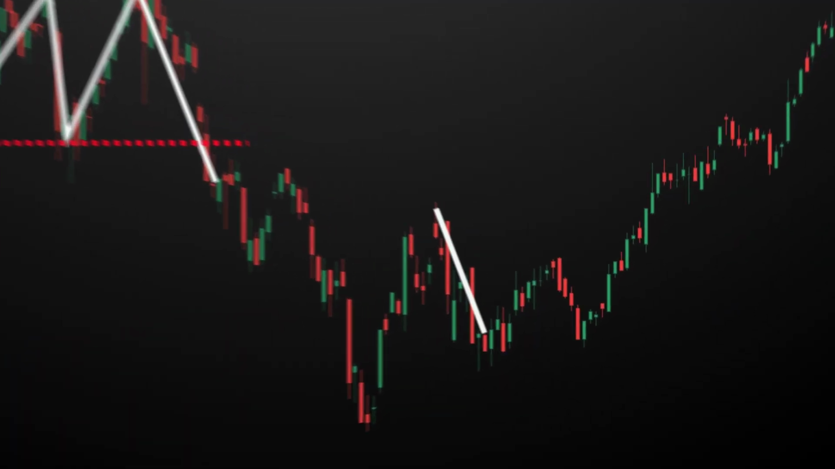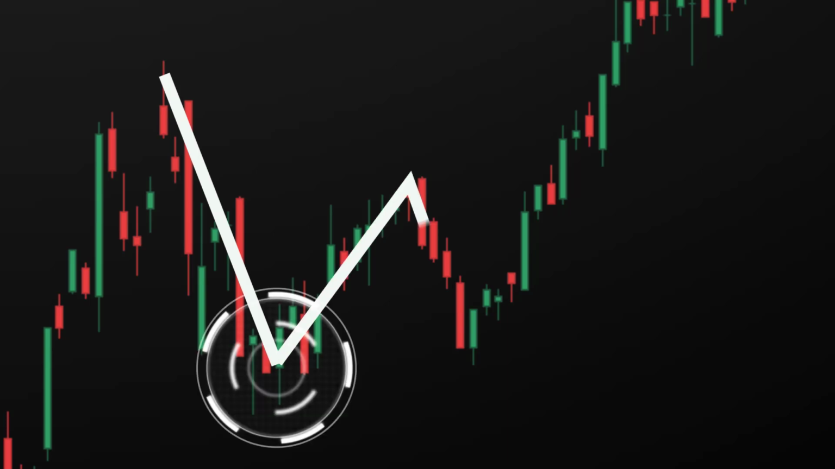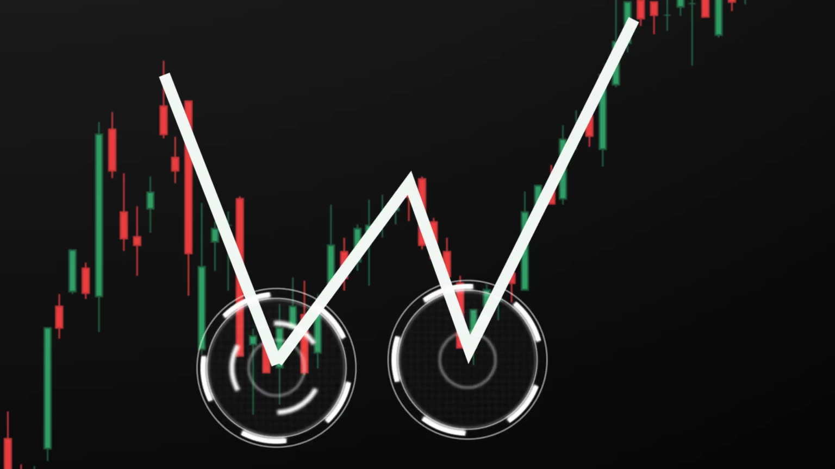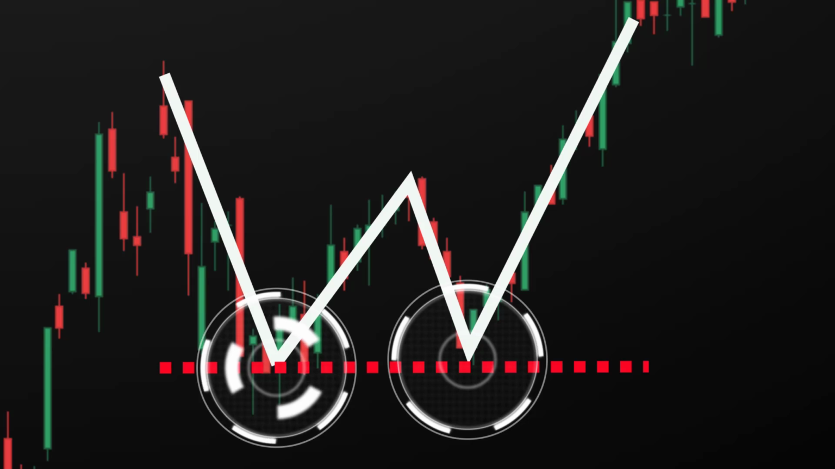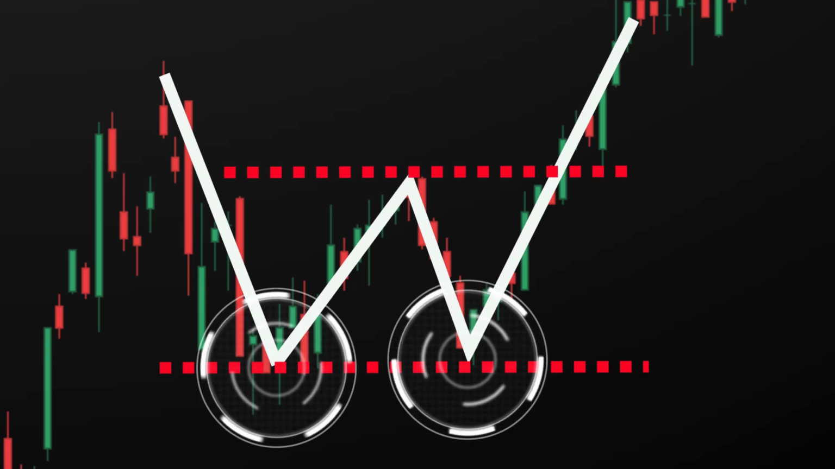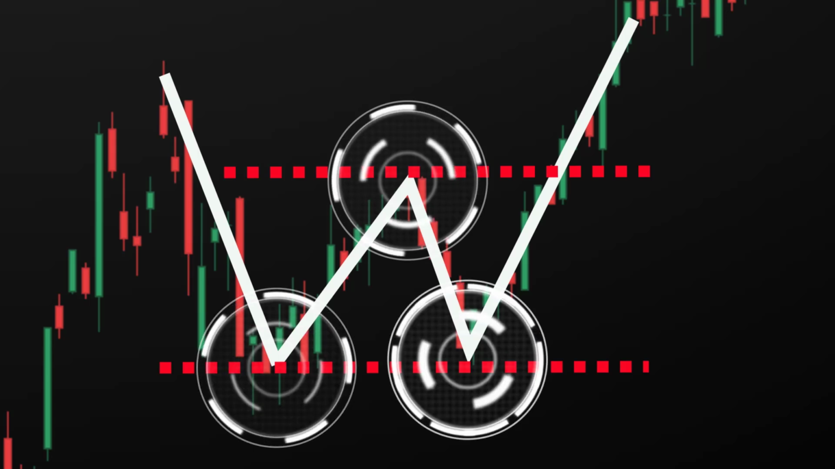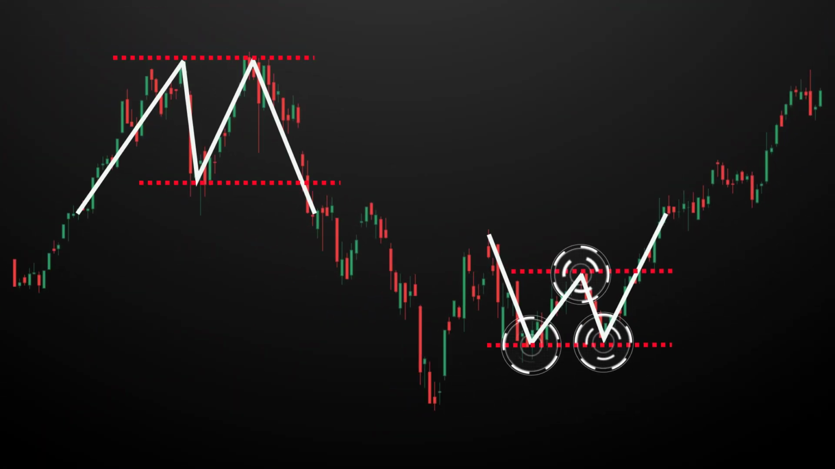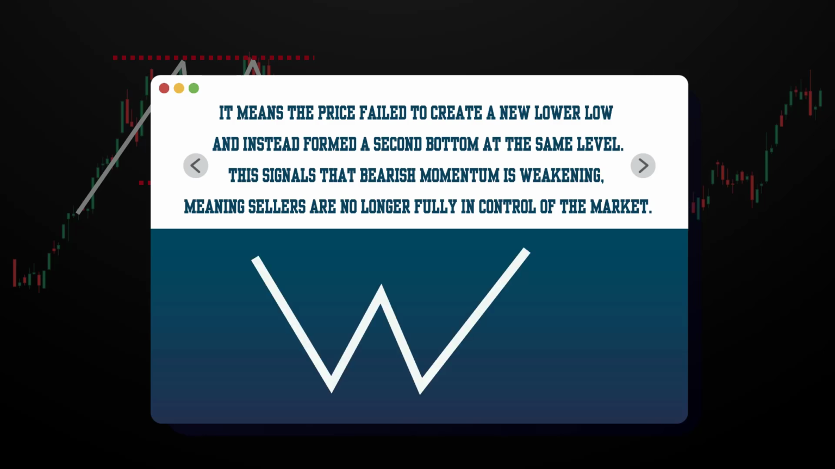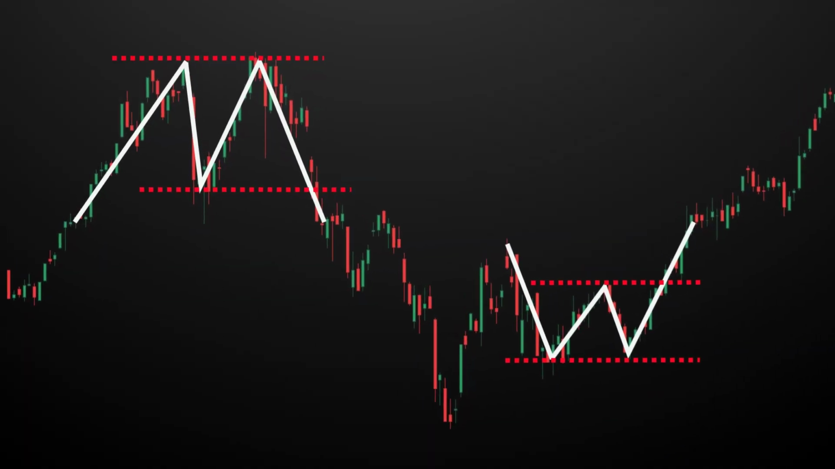With the double bottom pattern, we usually see a downtrend first. Then the price forms two lows at roughly the same level. These lows create a support level, while the high point between them forms the neckline. So what does the double bottom tell you from a price action perspective? It means the price failed to create a new lower low, and instead formed a second bottom at the same level. This signals that bearish momentum is weakening, meaning sellers are no longer fully in control of the market.